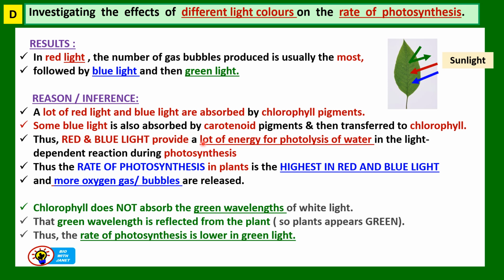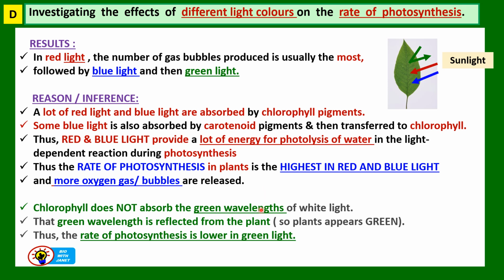Thus, red and blue light provide a lot of energy to excite electrons in the light-dependent reaction during photosynthesis, and they are also used for the splitting of water molecules in photolysis. Thus, the rate of photosynthesis in plants is the highest in red and blue light, and more oxygen gas or more oxygen bubbles are released, because the red and blue light are absorbed and used for the photolysis of water. Then the rate of photosynthesis increases.